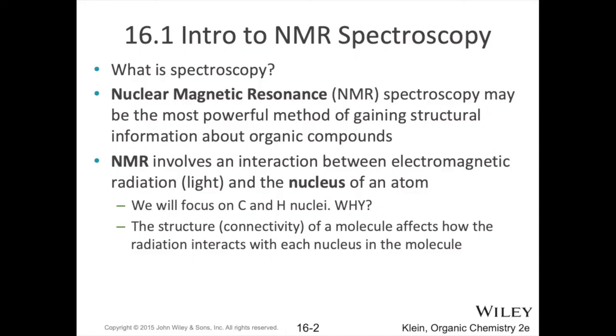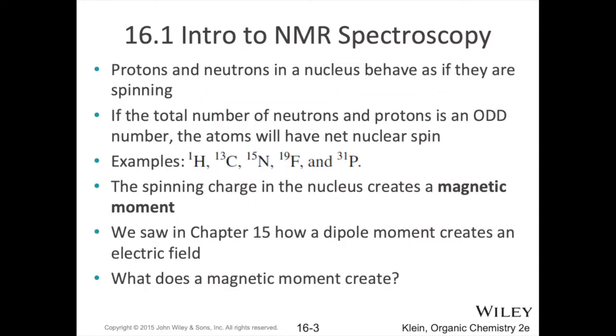So, how does this work? Well, first of all, we need only certain types of nuclei that are capable of interacting in our magnetic field. You need an odd number of nucleons. By nucleons, I mean particles found in the nucleus, protons and neutrons. And when you have an odd number of these, this allows the nucleus to spin, so to speak.